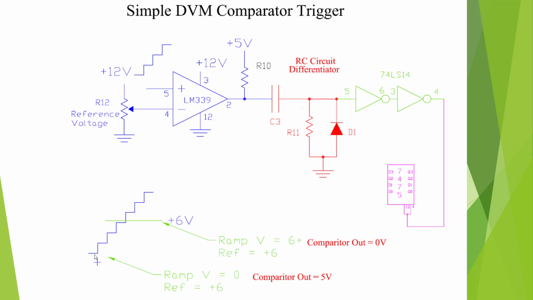So if we look at the scope here, we have a positive going analog voltage. Once they cross, we're going to switch our comparator and then create a spike, a differentiated signal.